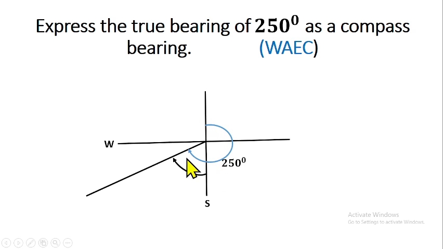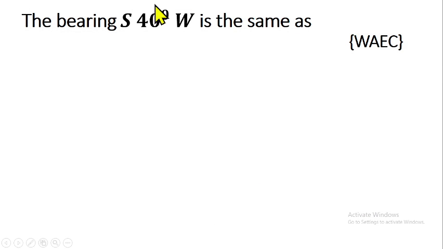If from here to here is 250, and from the north to the south is 180, we can get what is left over here by removing 180 from 250. So 250 degrees equals 250 degrees minus 180, and that will give us 70 degrees south to the west in compass bearing. So let's see another question, a past question.